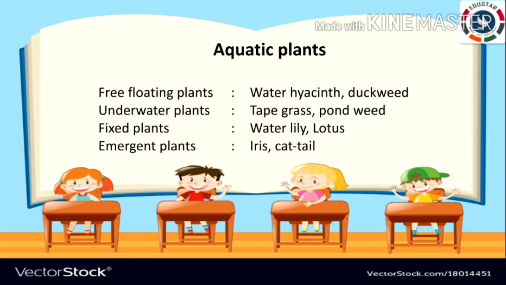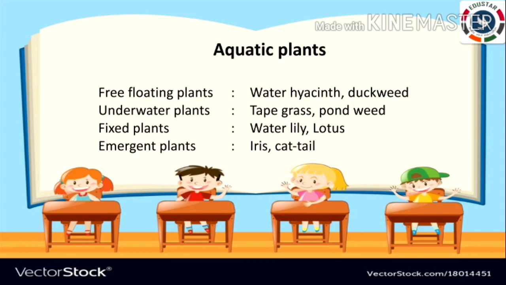So, what are free floating plants? These are not fixed to the soil. These are very light and float on the surface of water. The examples are water hyacinth and duckweed. Underwater plants. These are plants that live under the water. Their roots are fixed to the soil at the bottom of shallow ponds and rivers. The examples are tape grass and pondweed.